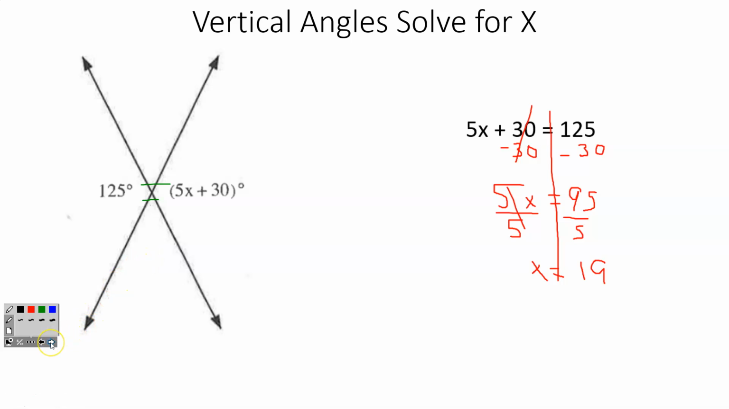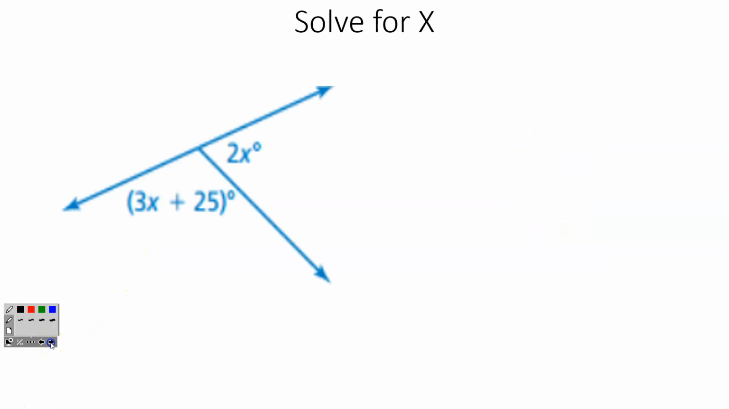Okay, nice job. So here we go. Next one we're going to talk about is supplementary angles. So supplementary angles are angles that are added up to equal 180 degrees. So these 2 angles are next to each other. So we're going to add these 2 angles and have it equal 180 degrees. Go ahead, Mr. Teacher, and hit pause now.